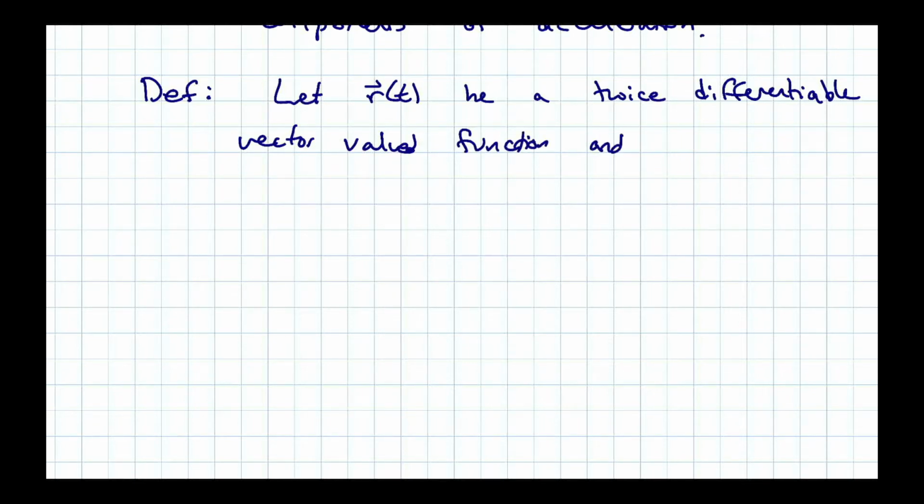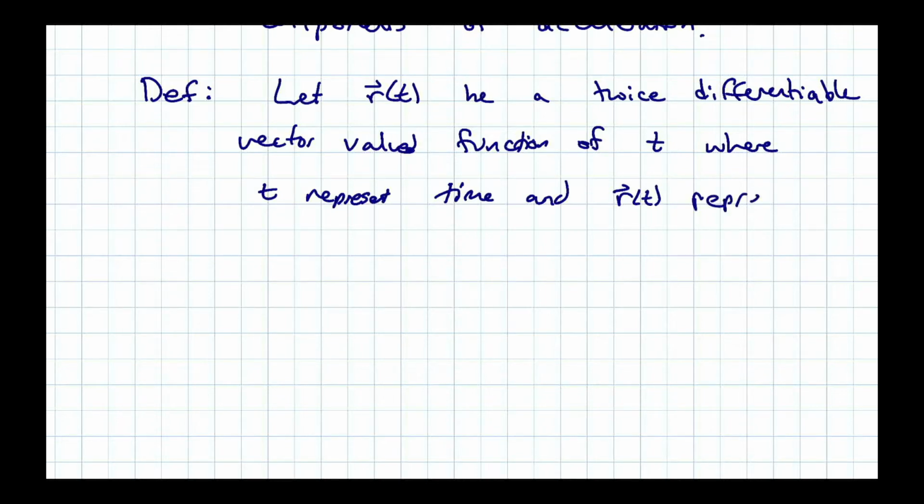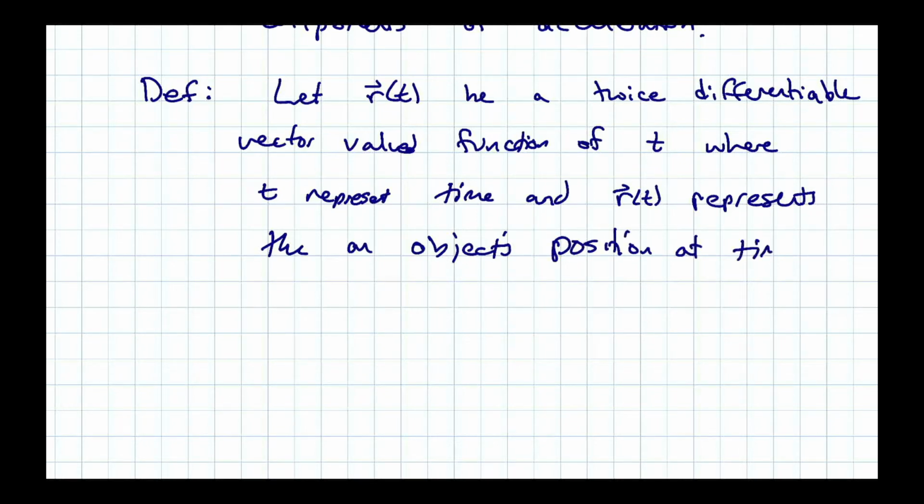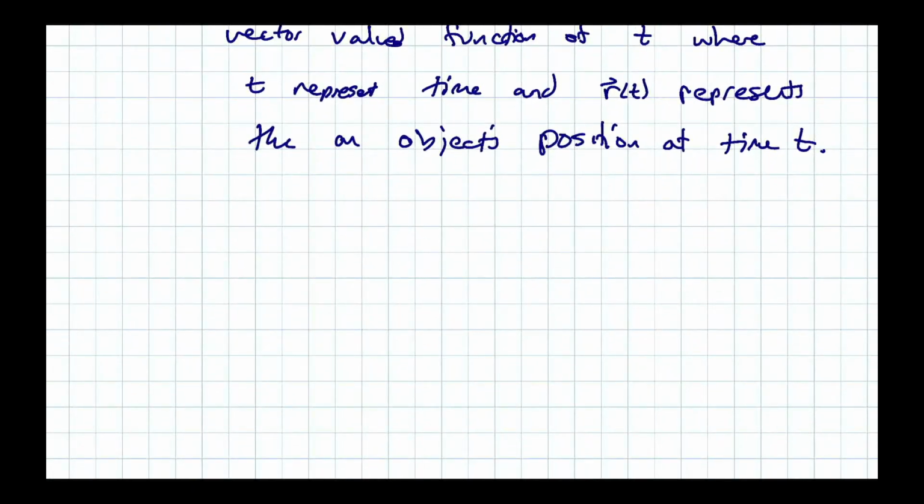A vector valued function of t, where t represents time, and r of t represents the position at that time. Okay, so that's just the straightforward definition of a particle that's moving, right? We have an object moving, and t is time, and r of t is its position.